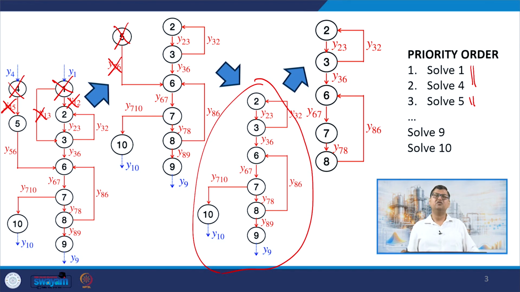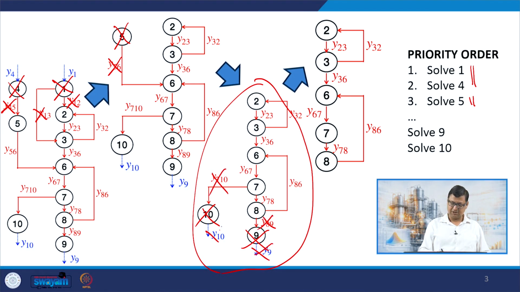So, then we look for vertices with no descendants, and we see these are 9 and 10. So, we delete 9 and 10 from there and all the edges corresponding to 9 and 10, and we keep them for solution towards the end.